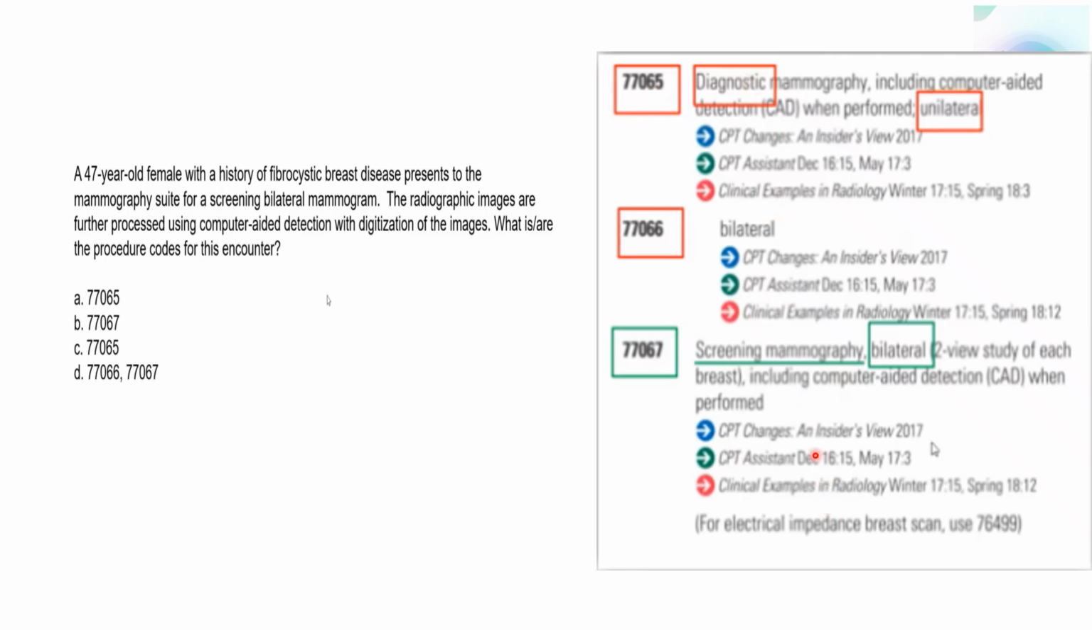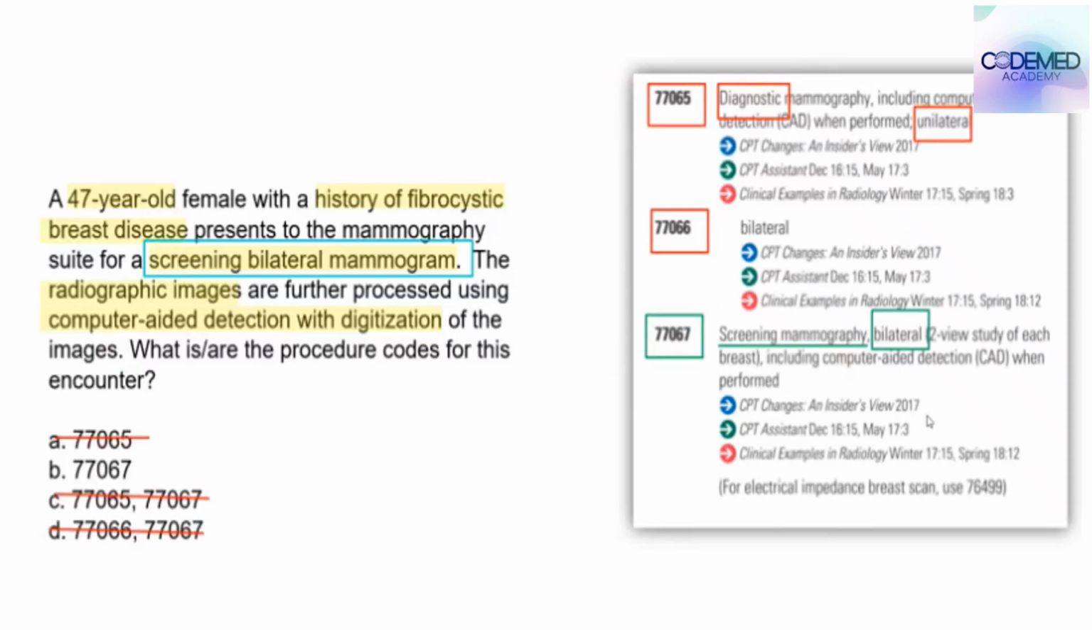So you can go through all these codes. It is pretty simple that it is a bilateral and it is a screening. So there has to be one code because screening we always carry out bilateral. So yes, B is the correct answer because it talks about screening mammogram bilateral.